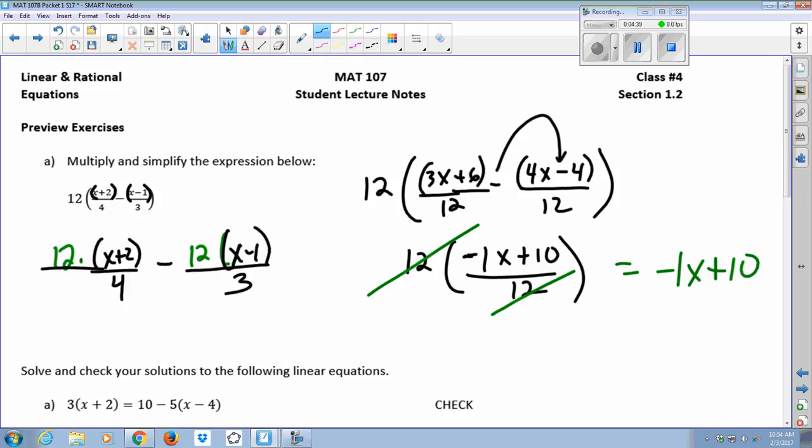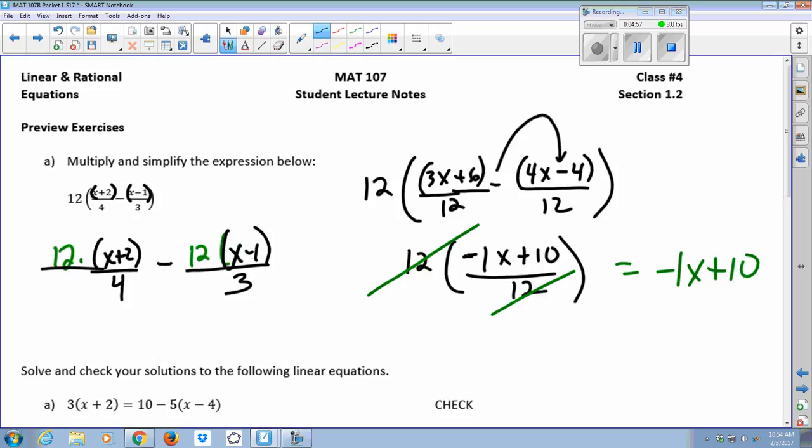And notice I can just use one big long fraction bar because with multiplication, the 4 doesn't have to belong to both of the things on the top. I could separate this first fraction out and call it 12 divided by 4 times x + 2 if I wanted to.